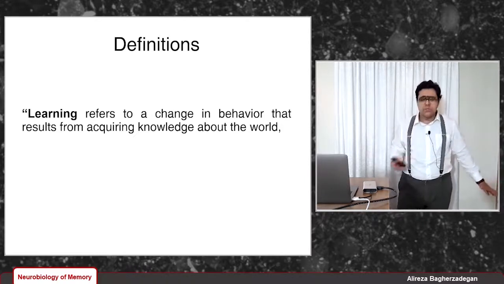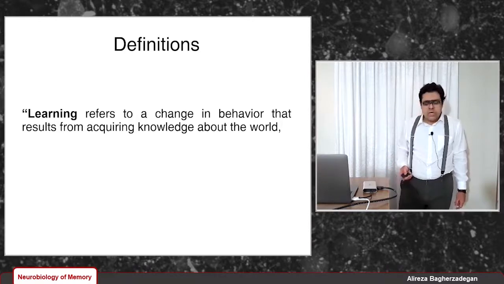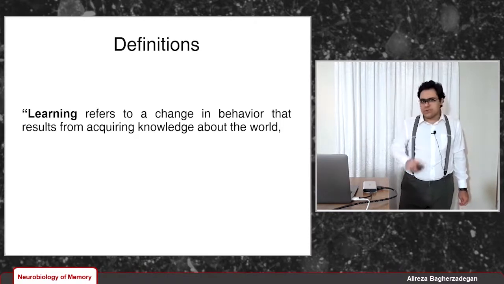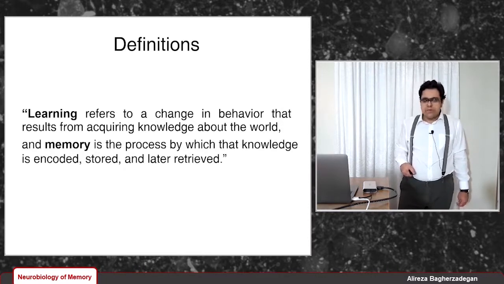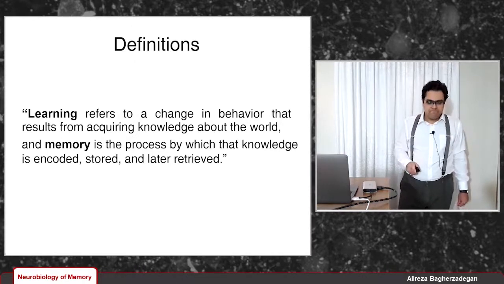For the new stimulus, the cat doesn't do anything, and that is learning. But there is a process which allows the cat to remember something about those stimuli. And that process is the memory. So memory is the process by which that knowledge is encoded, stored, and later retrieved.